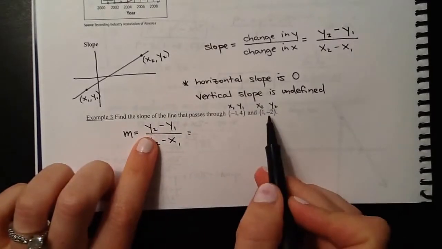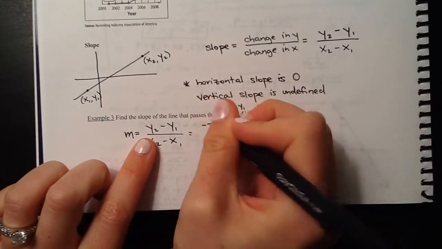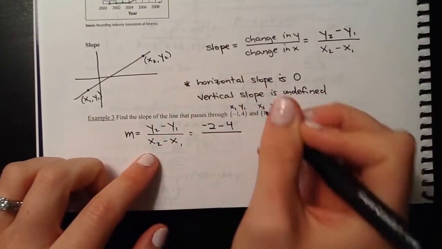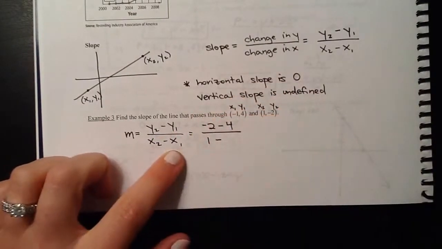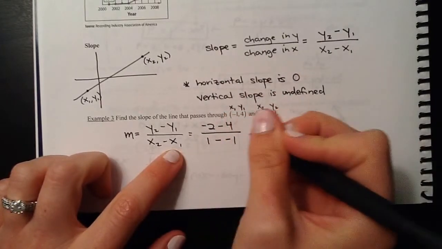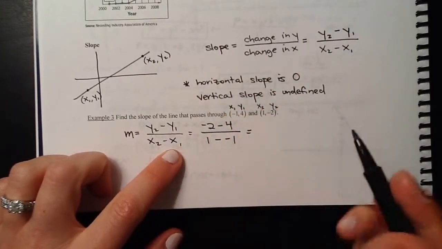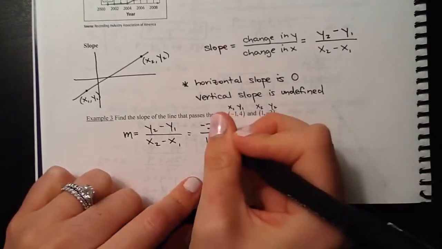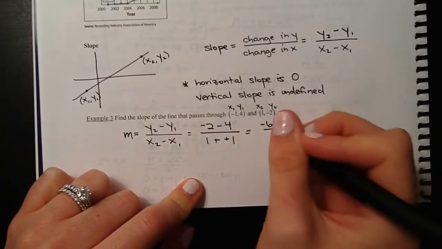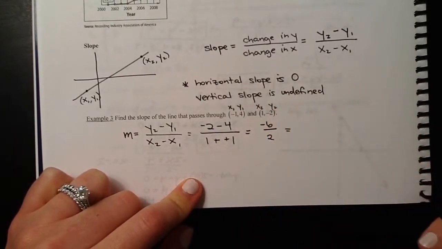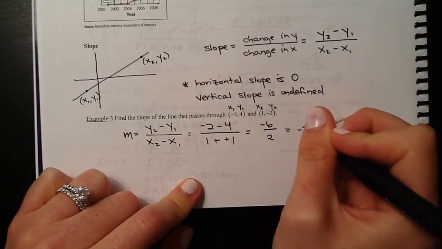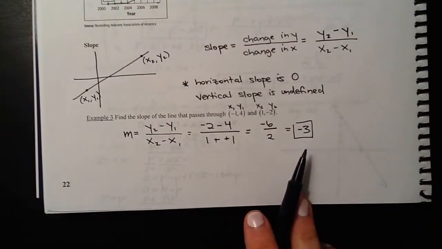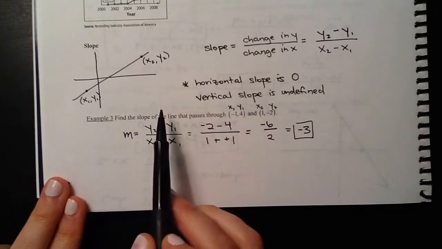So y2 is negative 2 minus y1, which is 4, over x2, which is 1, minus x1, which is a negative 1. Okay, so negative 2 minus 4 is negative 6, over, and then 1 minus negative 1, remember that changes to plus a positive. So we get 2, and then that reduces down. Negative 6 divided by positive 2 is a negative 3. So the slope between those points would be a negative 3. So that means, first of all, that it's sloping the opposite way that this line does.